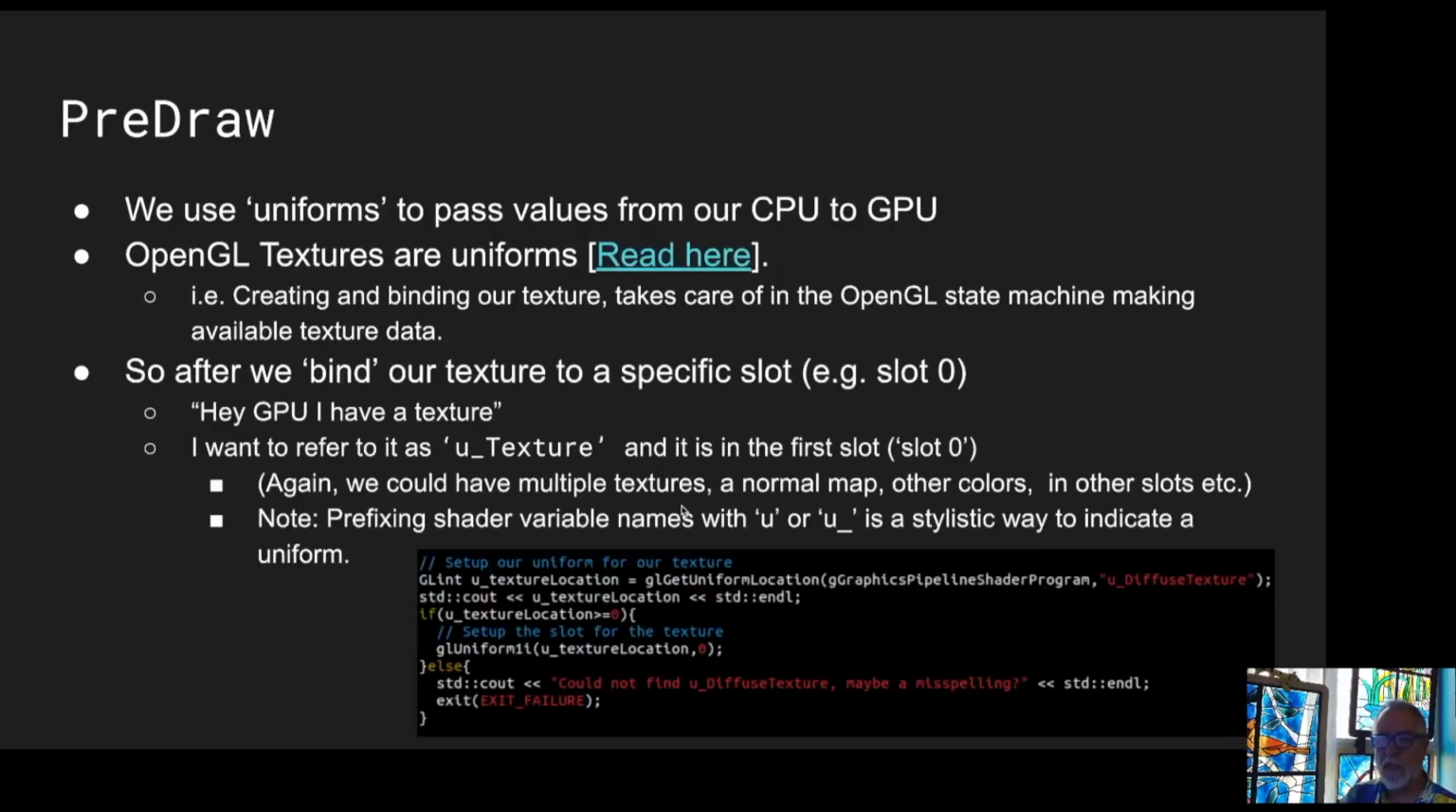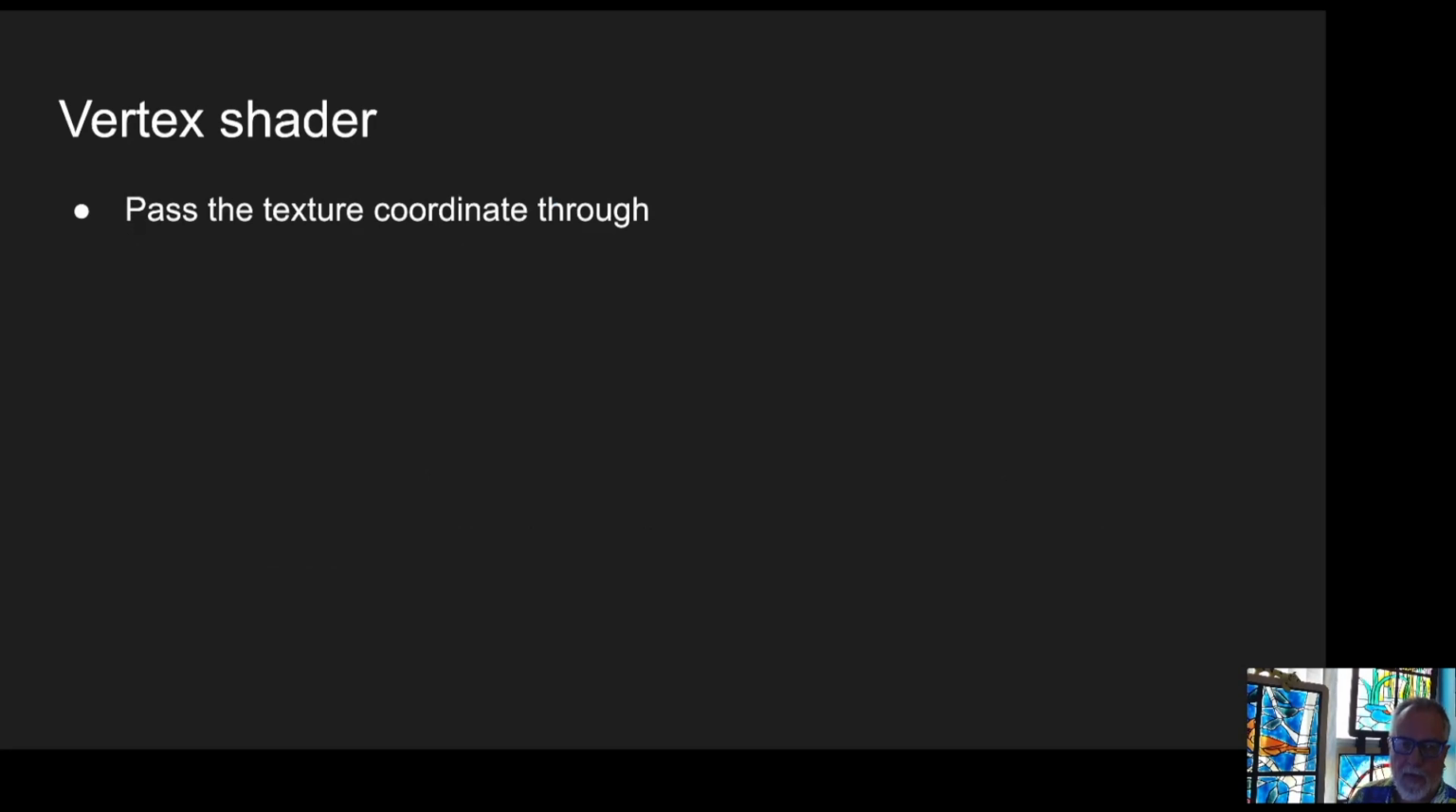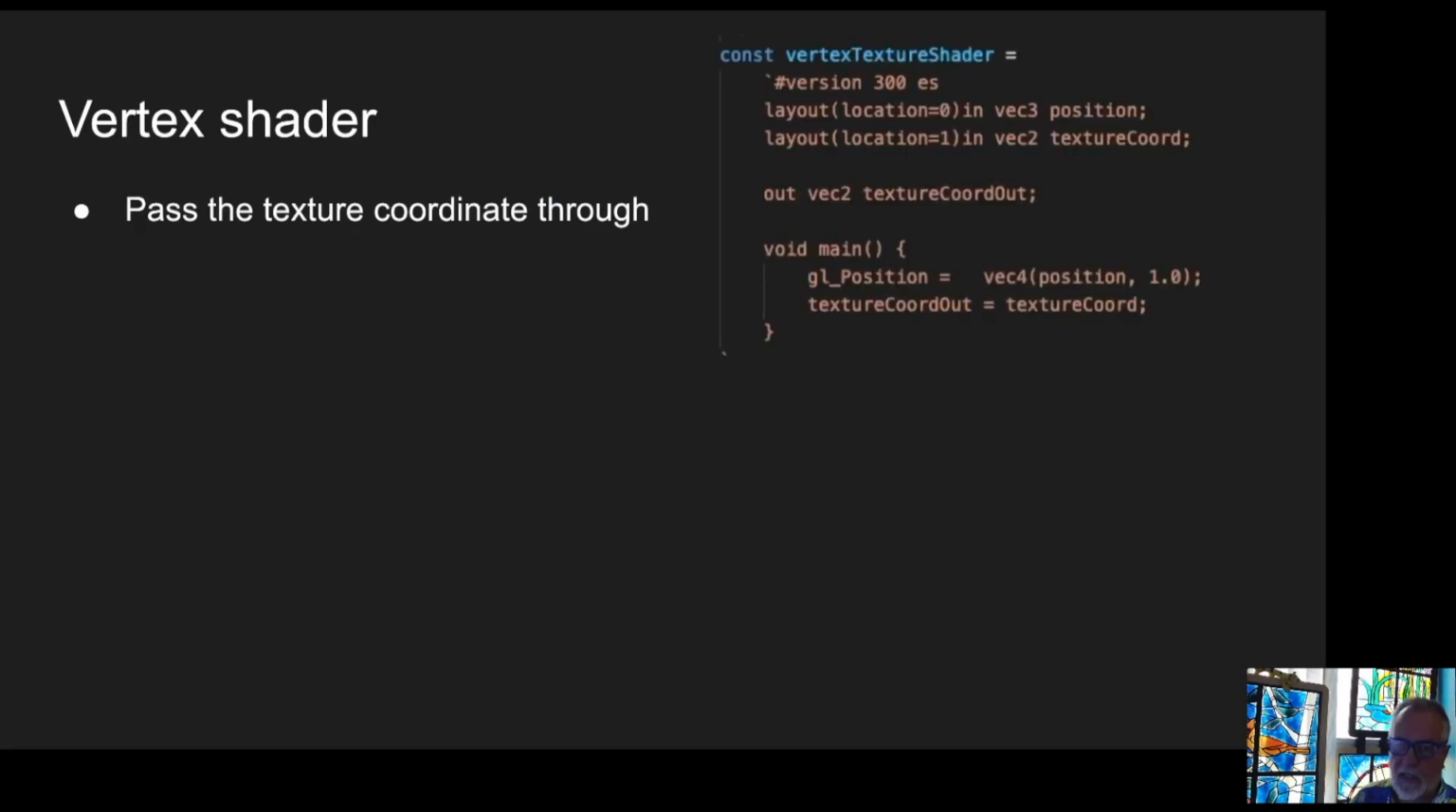Okay, so now the shaders. We set up our uniform for the textures. Textures are uniforms, slightly different, but there you go. And we're going to pass the texture coordinate through. In our vertex shader, we are going to have an input of vector 2 texture coordinate right there, and we're going to put a 2-dimensional vector out. We're going to call it texture coordinate out. So this is the vertex texture shader.